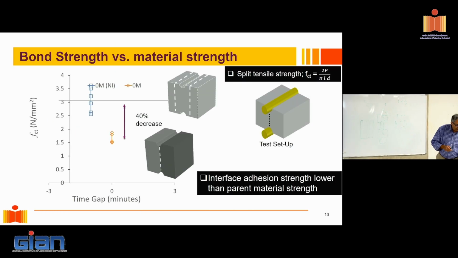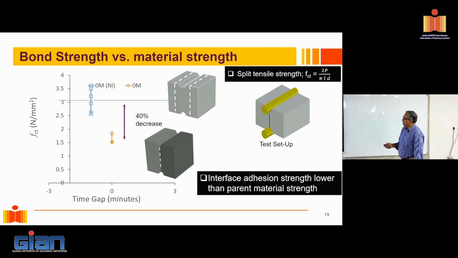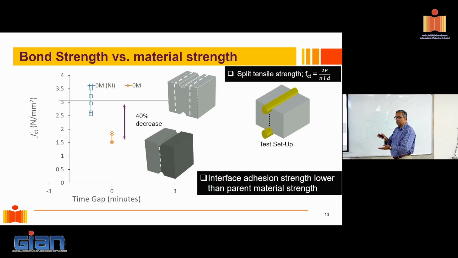Now, let's look at the strengths that we get. So we did two kinds of strengths. One, we did a split tension test, where we tested across the interface. So you have two filaments. We put a small notch on both sides, put a hardened steel rod here, and did a split tension test. When you press on it, it will basically diametrically split between these two support points.